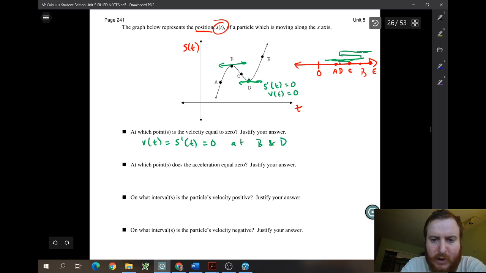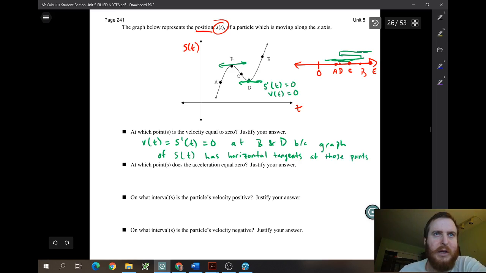They want us to justify our answer because the graph of S of t has horizontal tangent lines at those points, or horizontal tangents at those points. You could have probably gotten away with saying it has a maximum or a minimum as well, but the horizontal tangent, that's kind of the better explanation.